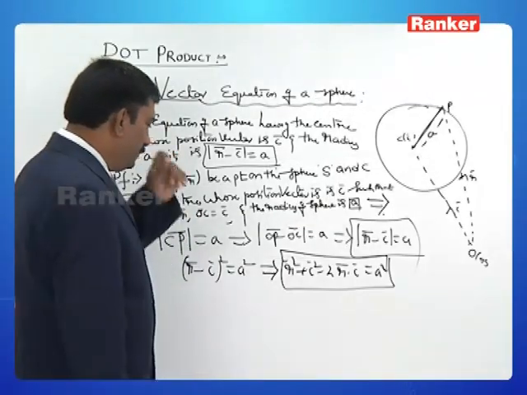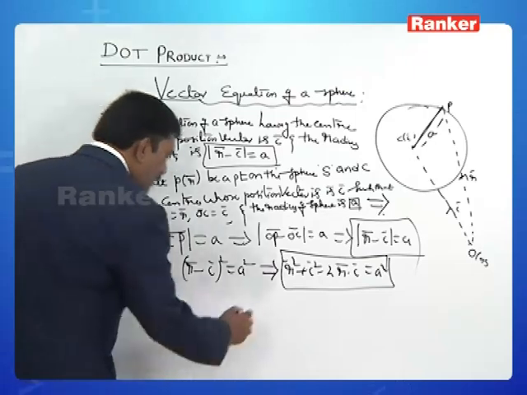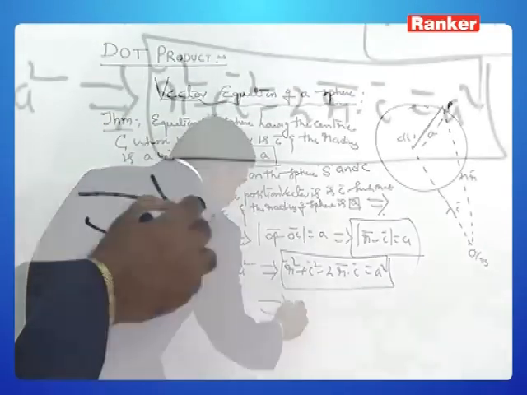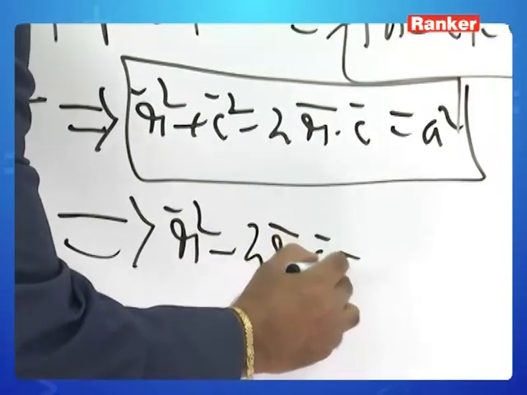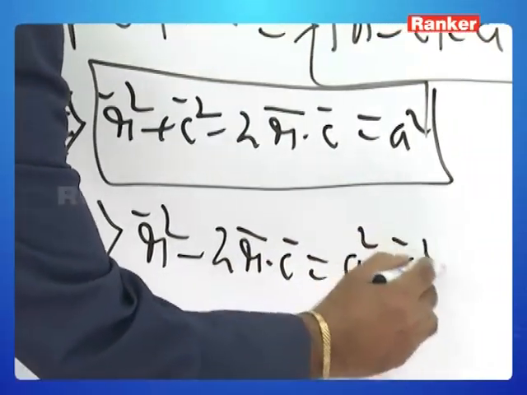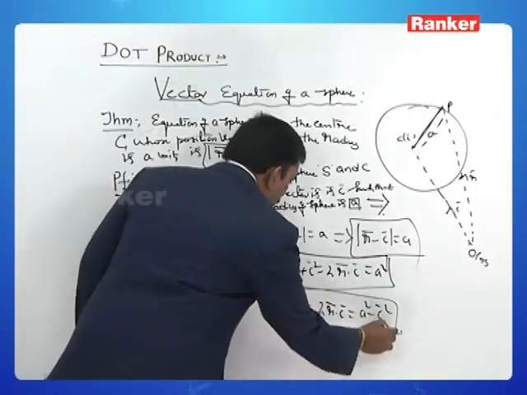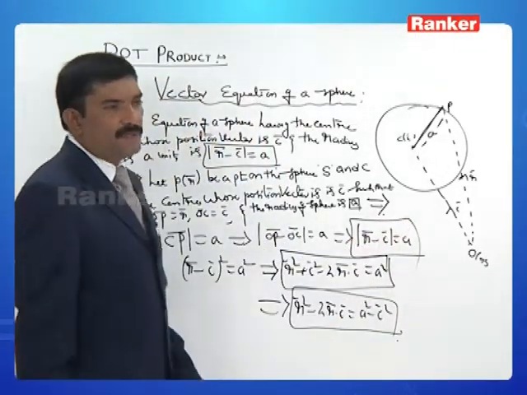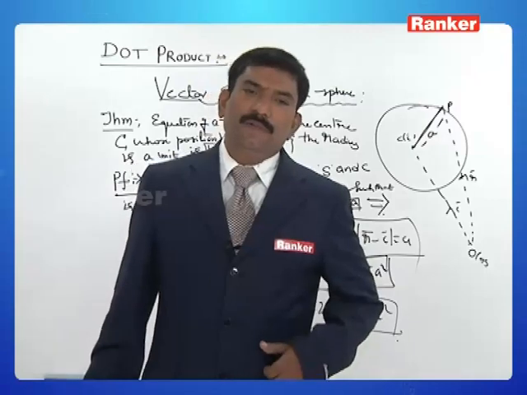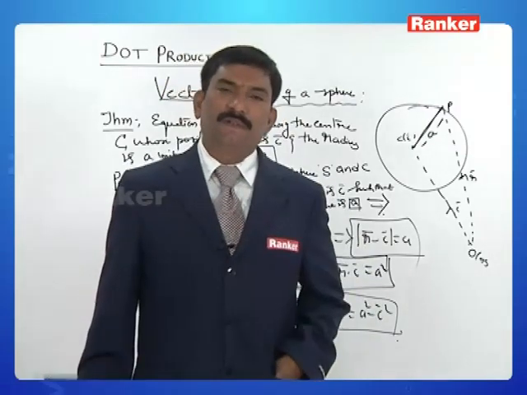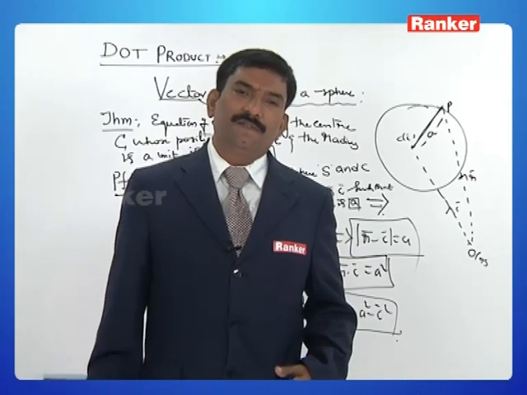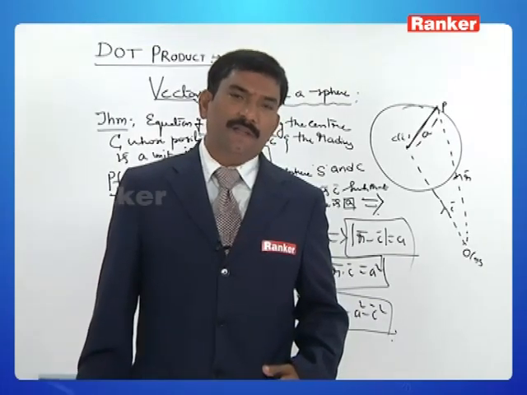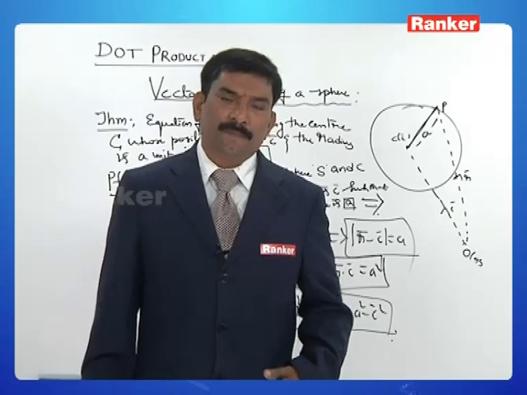Equation of a sphere. Another one I can also write: R bar square minus 2 into R bar dot C bar is equal to A square minus C square. This also represents the equation of a sphere, having the center C of C bar and the radius A units.